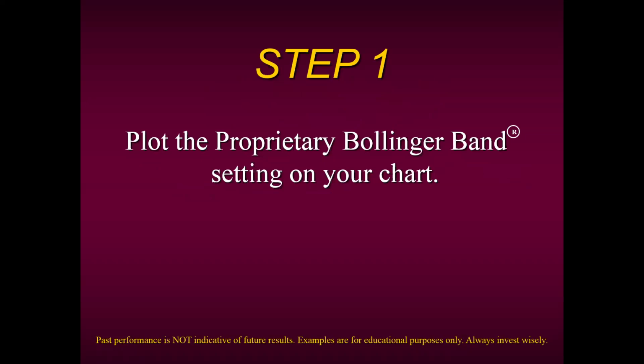Okay, step one. Obviously, we want to plot the proprietary Bollinger Band setting on your chart. And the reason we say this is because we know everyone trades a different market, a different time frame. Some people just trade stocks on a daily time frame. Other people trade 5-minute E-mini futures. Other people trade weekly bars of currency pairs or even a 4-hour chart of crypto. It makes no difference, but you have to plot the proprietary Bollinger Band first.